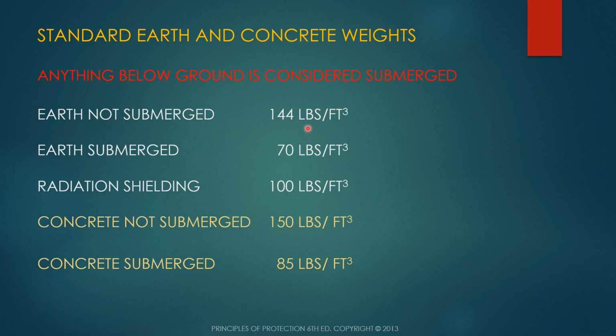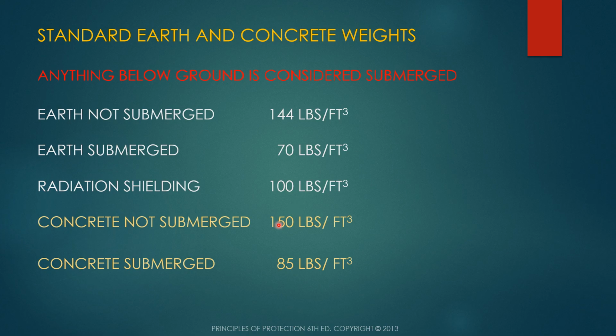Earth not submerged, for weight to determine the strength of the shelter, you use 144 pounds a cubic foot. Earth submerged is 70 pounds a cubic foot. Radiation shielding for earth is 100 pounds a cubic foot. Concrete not submerged is 150 pounds a cubic foot. And submerged concrete is 85, not 150.